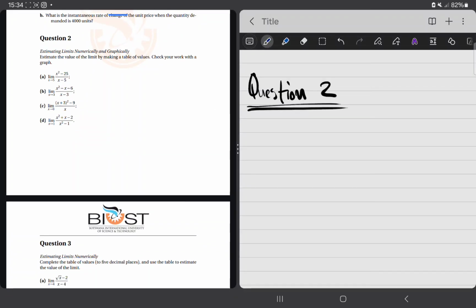Here it says estimating limits numerically and graphically. So we know how to draw graphs. Yes, we know how to draw graphs. And we know that when we deal with graphs, we can see the limits by looking at what happens as we approach the asymptotes.